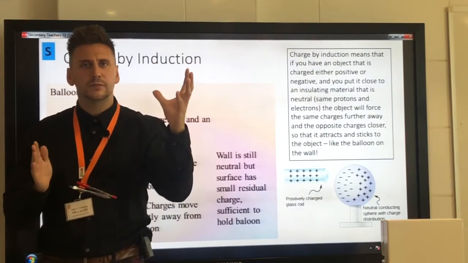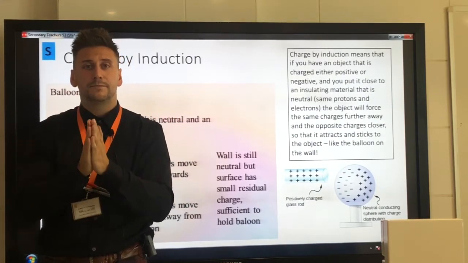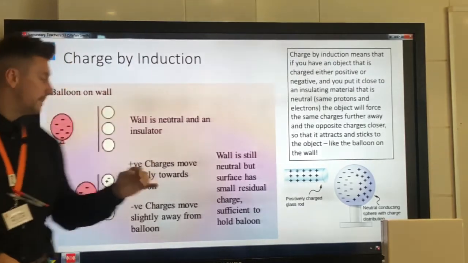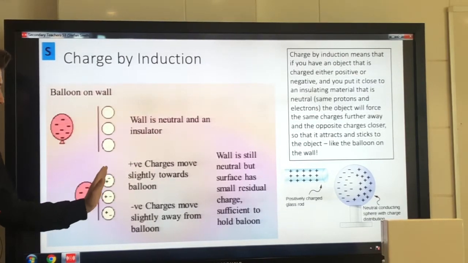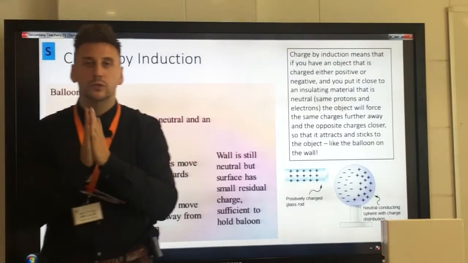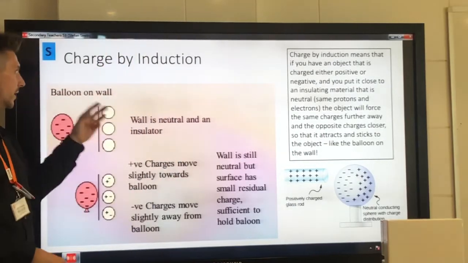And if you have a negative balloon and the surface of the wall has become positive, they will attract. Okay, so look, take the negative balloon which you charged by friction on your hair, move it close to a neutral wall which has even positives and negatives, then the negatives will get pushed back because of repulsion and leave you with a positive surface of the wall, causing the attraction between the balloon and the wall. So the balloon sticks to the wall. This is called charging by induction.